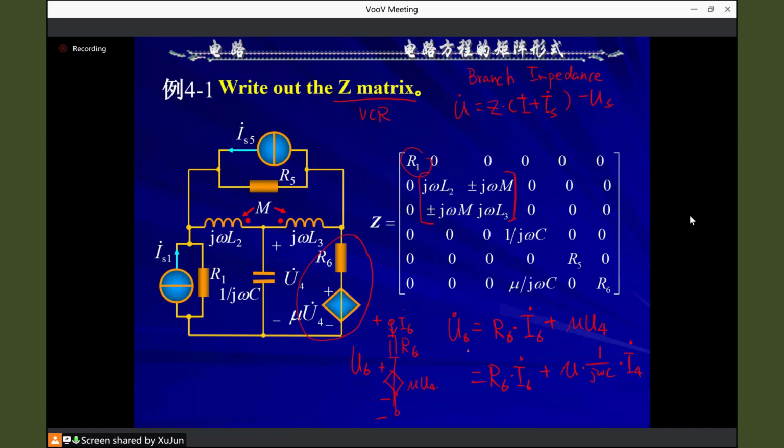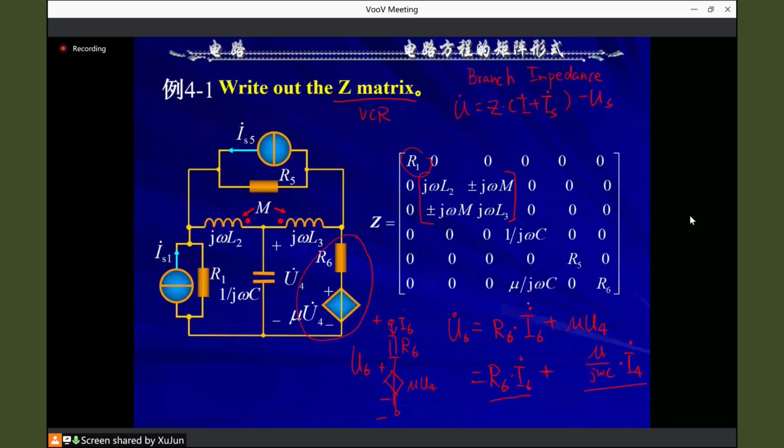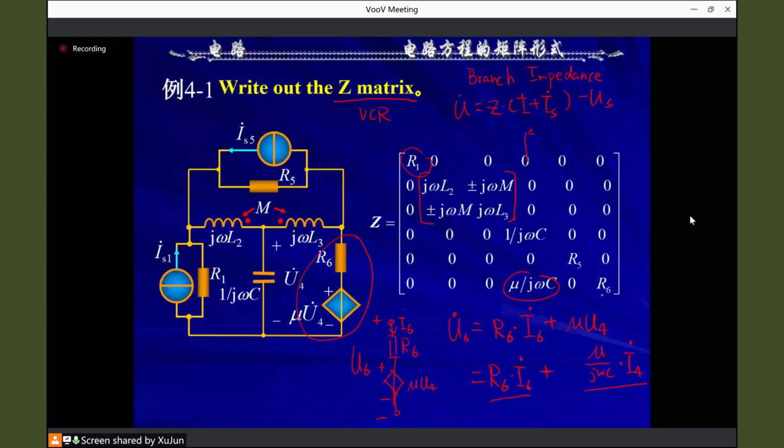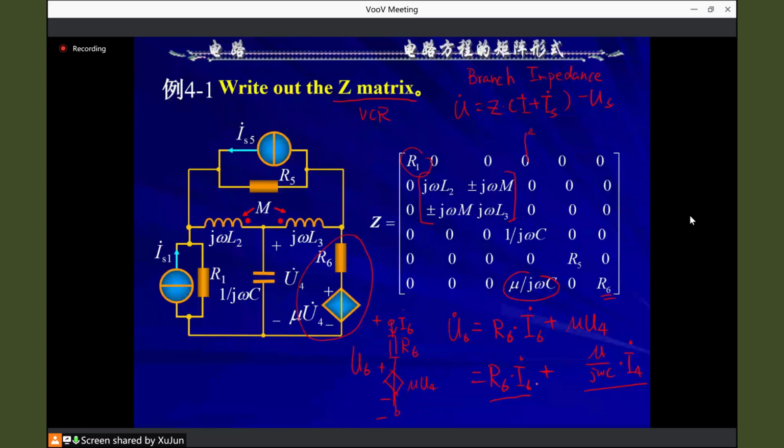So for the U4 will be mu, U4 will be this part plus this part. And when we write it in the matrix form, this is Z times I. So this position is column 4. This position will mark the I4. This position will mark the I6.